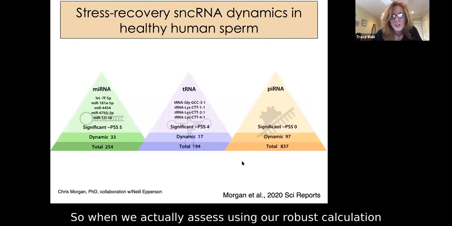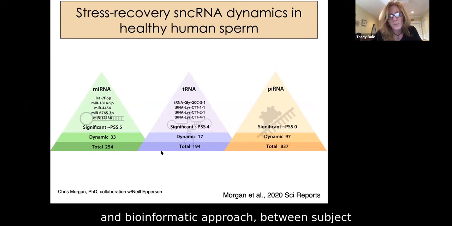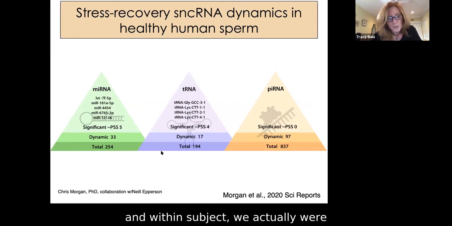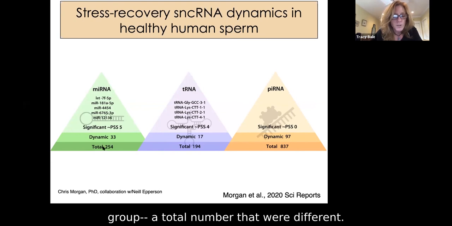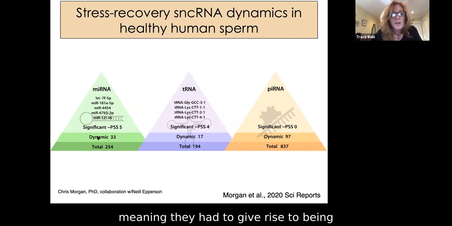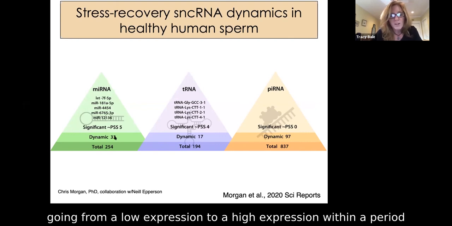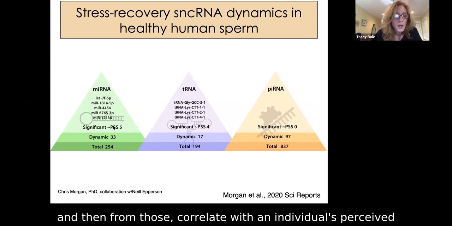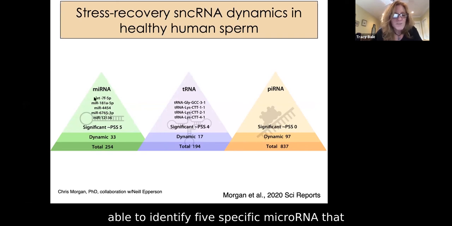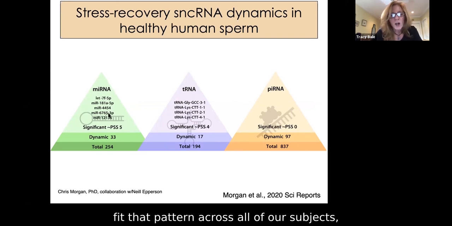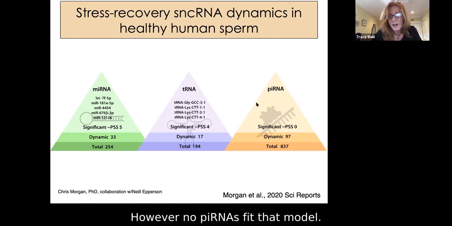Okay, so when we actually assess using our robust calculation and bioinformatic approach, between subject and within subject, we were able to identify a total number within each small non-coding RNA group that were different. Those that fit our model of being dynamic, meaning they went from a low expression to a high expression within a period of time across months. And then from those, correlate with an individual's perceived stress in the prior months, we were able to identify 5 specific microRNA that fit that pattern across all of our subjects for microRNA and tRNA fragments. However, no piRNAs fit that model.